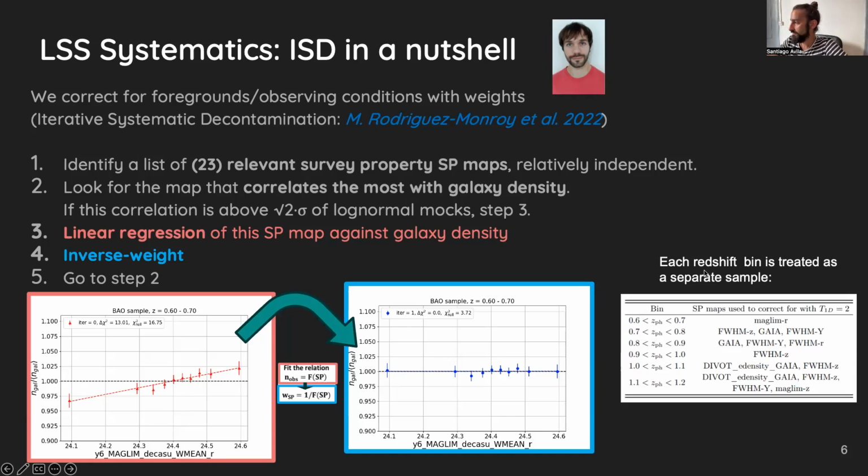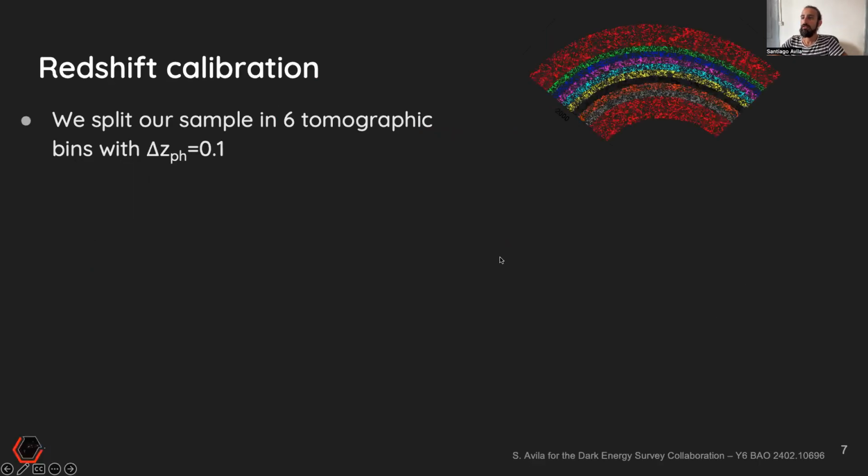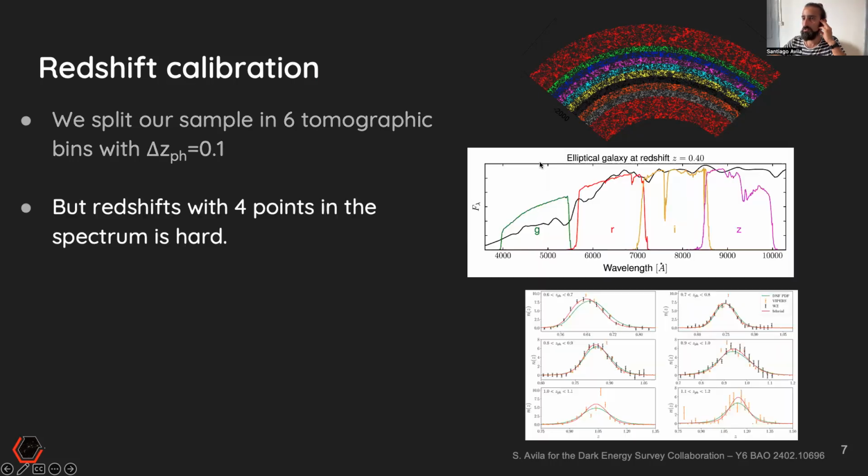So each of the redshift bins is treated as a separate sample, and we need some weights for different maps in these cases. Then an important piece is also the redshift calibration. So we split our sample in these 6 bins. This is the tomography we referred to.